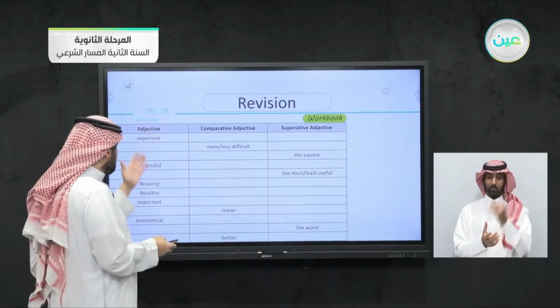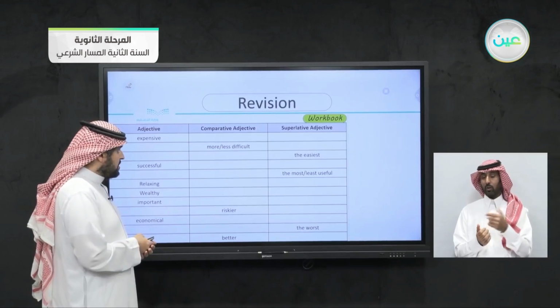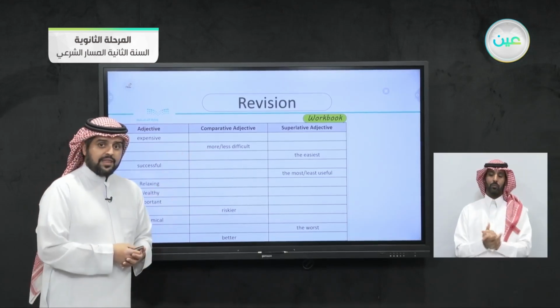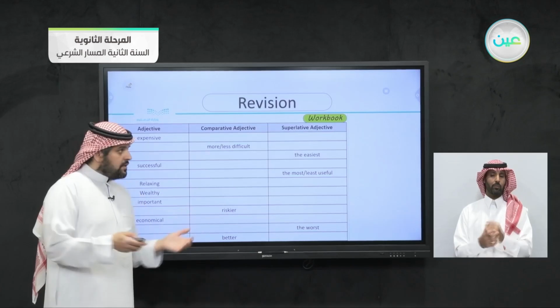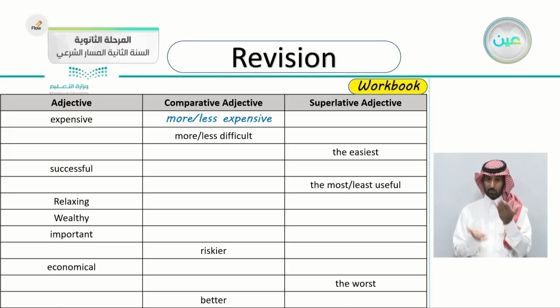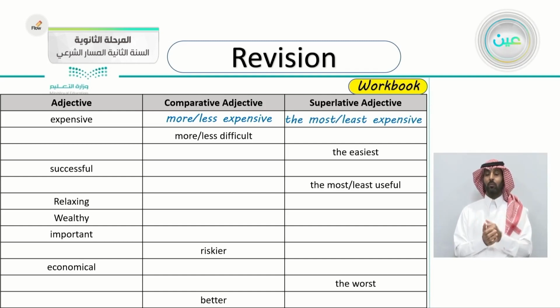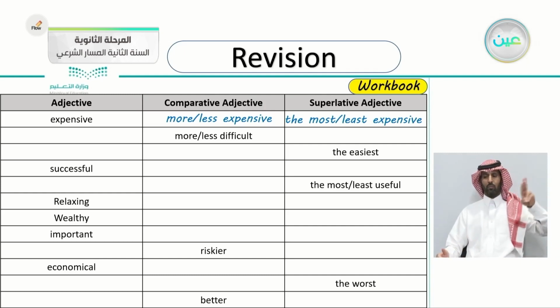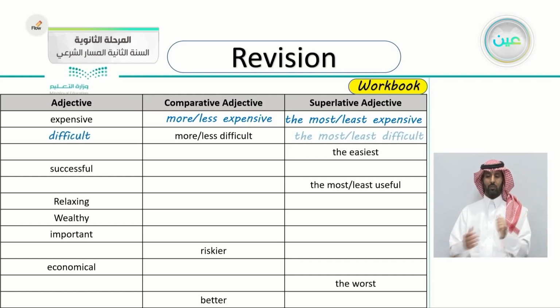You continue the rest. The first one is expensive, the adjective. How do we write the comparative and the superlative form? Very good. The comparative, you say more or less expensive because it's 3 syllables, remember. And the superlative form is the most or the least expensive. What about more or less difficult? How do we write the adjective itself? Very good, the same, difficult. And the superlative form is the most or the least difficult.